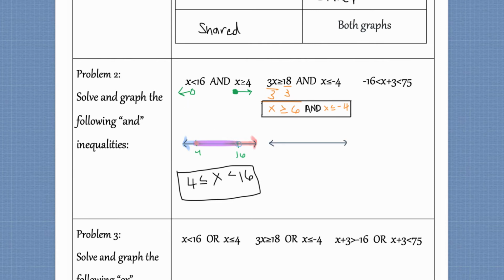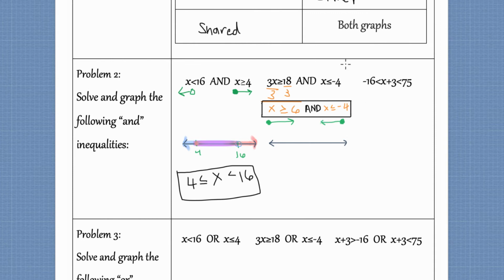And so first things first, we're going to see if it's an open or closed circle. Our first inequality is x is greater than or equal to 6. Since it has the greater than or equal to part in it, this is a closed circle. And since all solutions of x are greater than or equal to 6, our arrow is going to be pointing to the right. For x is less than or equal to -4, since it has the less than or equal to part in it, it's a closed circle. And since all solutions of x are less than -4, our arrow is going to be pointed to the left.